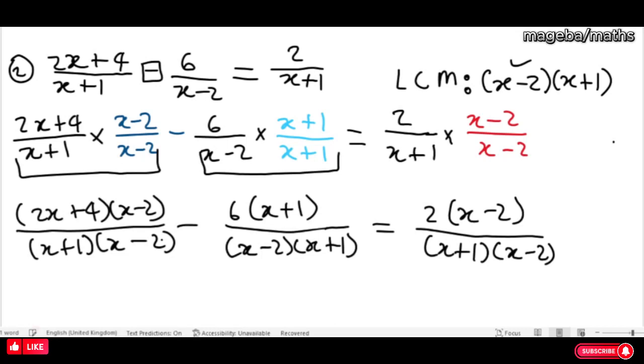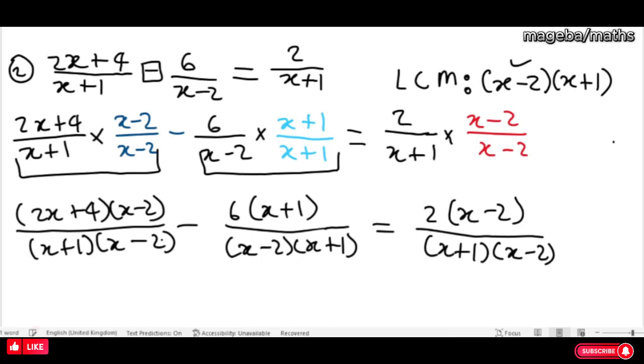denominator and then we're going to add what we have on the numerator. So this one is just going to be 2x plus 1, or plus 4, sorry, into x minus 2, and then minus 6 into x plus 1 equals to 2 into x minus 2. Remember, what we did on this has nothing to do with what we are doing on the other side. That's why I'm going to bring back this x plus 1 into x minus 2.